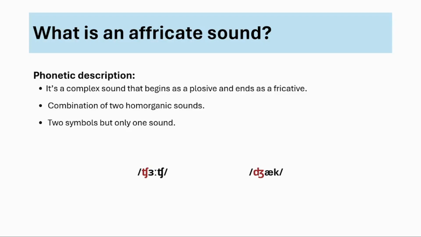They are regarded as a combination of two homorganic sounds, meaning that they share the same place of articulation, and they consist of two symbols, but they only represent one sound. Let's check the examples. The first sound in the word church and the first sound in the word jack.